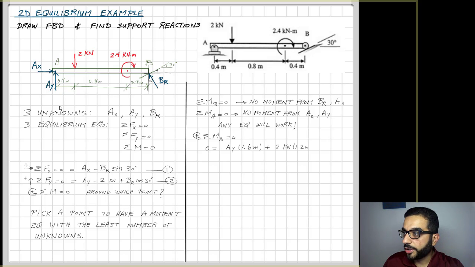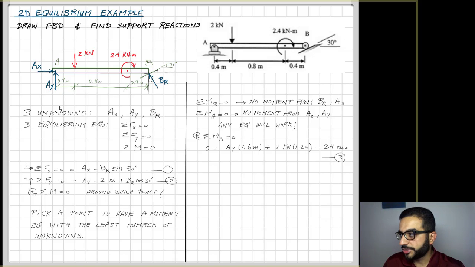So AY will be multiplied by the distance from A to B, the moment arm of 1.6 meters, and then I also have the point load 2 kilonewton multiplied by the moment arm of 1.2 meters, which is 0.8 plus 0.4 meters, and then the point moment load here, 2.4 kilonewton meter. I don't multiply by a distance because it's already a moment. It's not a force that needs a moment arm to create a moment.